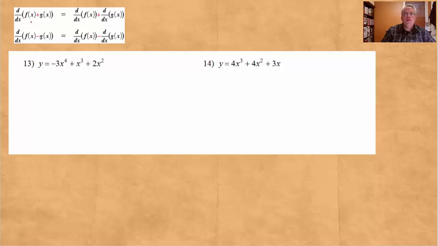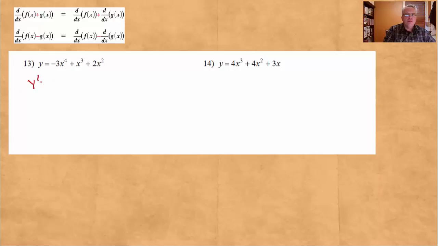When we have a sum of two functions and we're taking the derivative, we can just take the derivative of each and add them. Same for differences. So we know how to handle sums and differences of functions. So that's what we have here. We have a sum of functions here, or terms here. We can just take the derivative of each one of them and add them up.